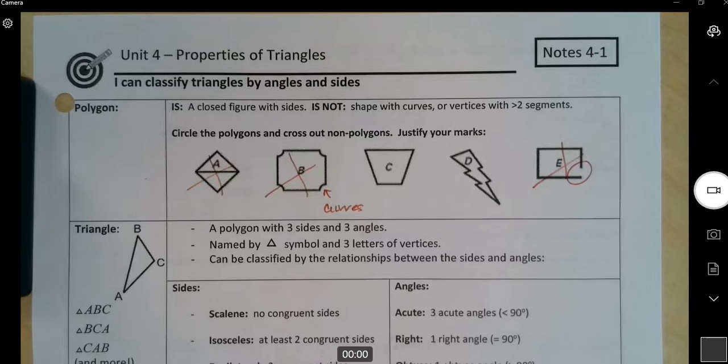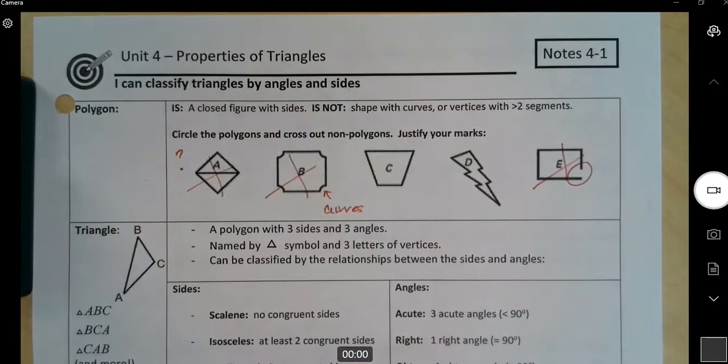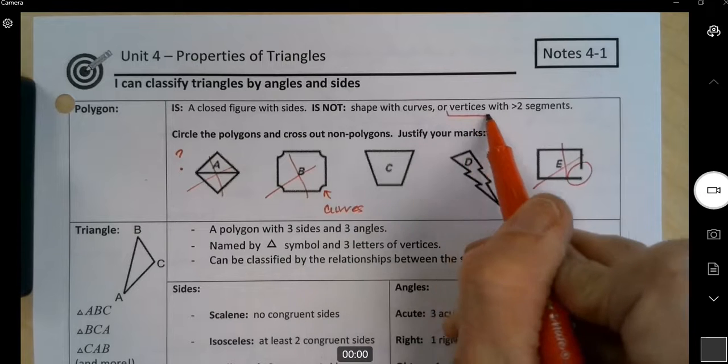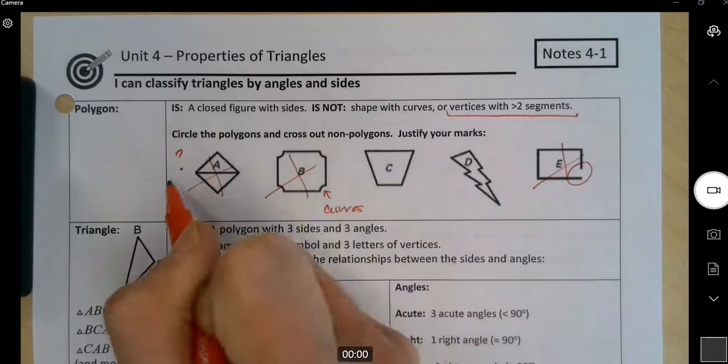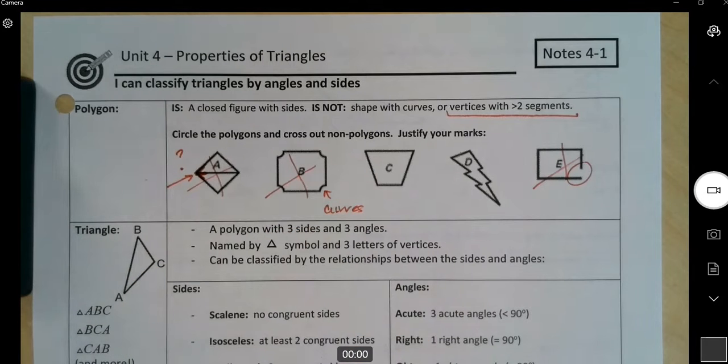But I hear some conversations about A. What's going on with A? What do you think, Maggie? It has the vertices and the angles with more than 2 segments hanging off. Yeah. So this whole thing with vertices with greater than 2 segments, that's what's happening here. Do you see these 3 segments here? So that prevents that shape from being a polygon. That shape is not a polygon.